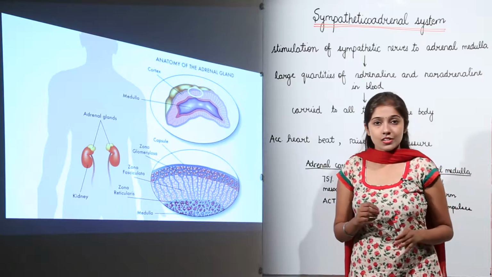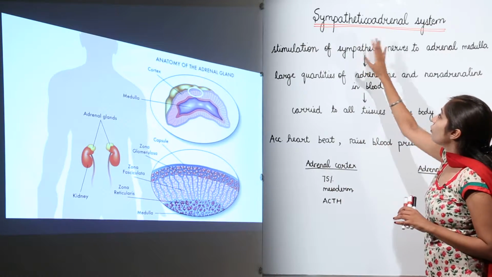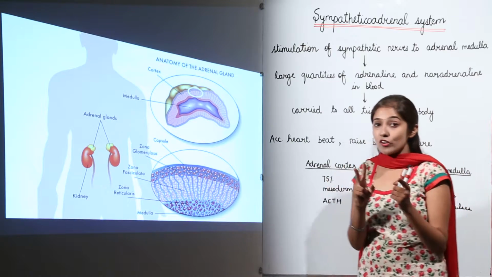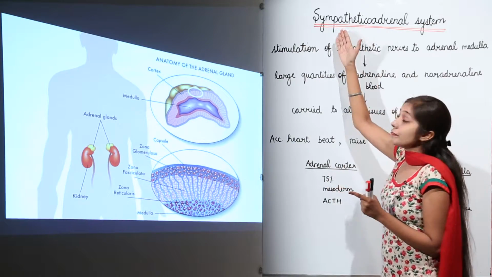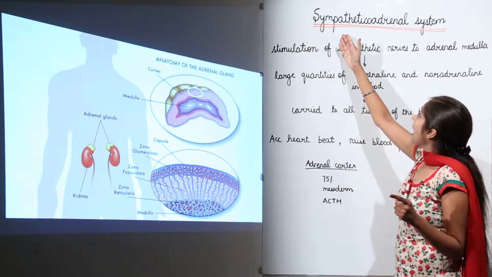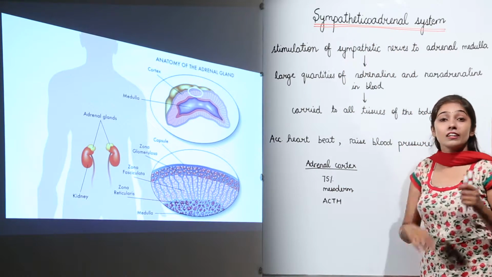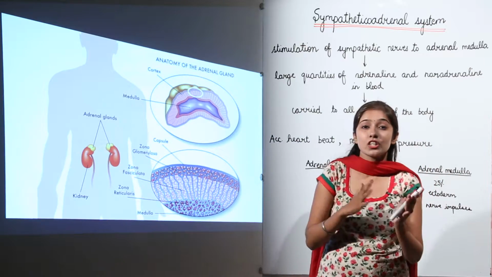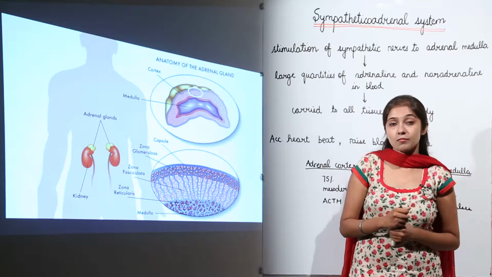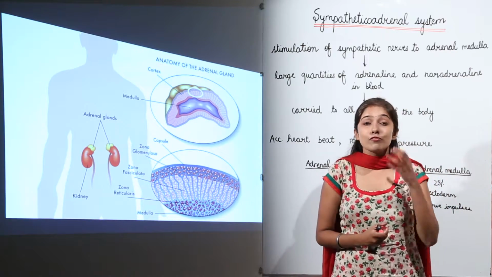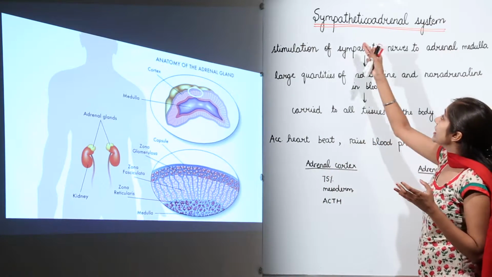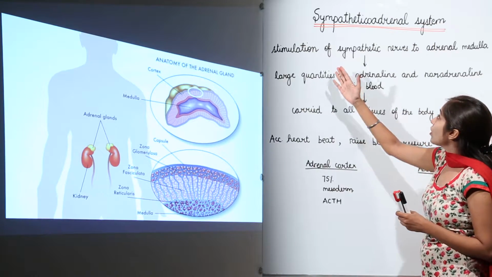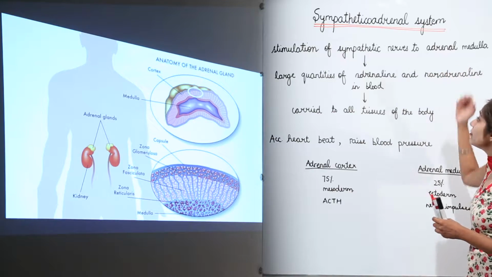Now let's discuss what this sympathecoadrenal system is. Well, you can make out from this word what we are talking about. Sympatheco means the sympathetic nervous system and adrenal means the adrenal gland. So, I am talking about the integration of the sympathetic nervous system and the adrenal medulla, which form this sympathecoadrenal system. Now, what happens? There is stimulation of sympathetic nerves to the adrenal medulla.